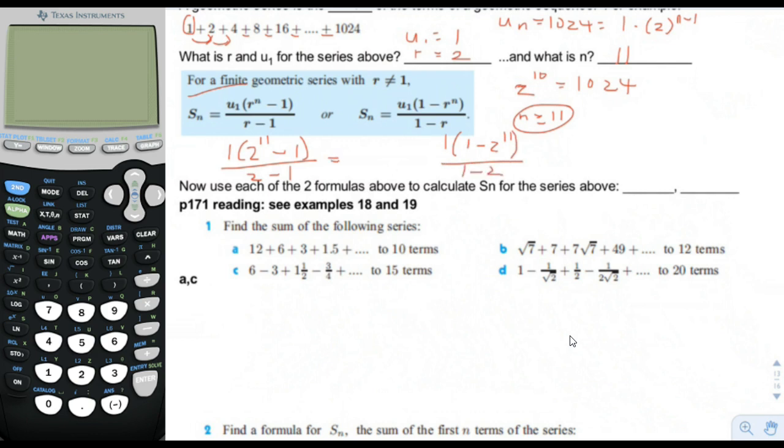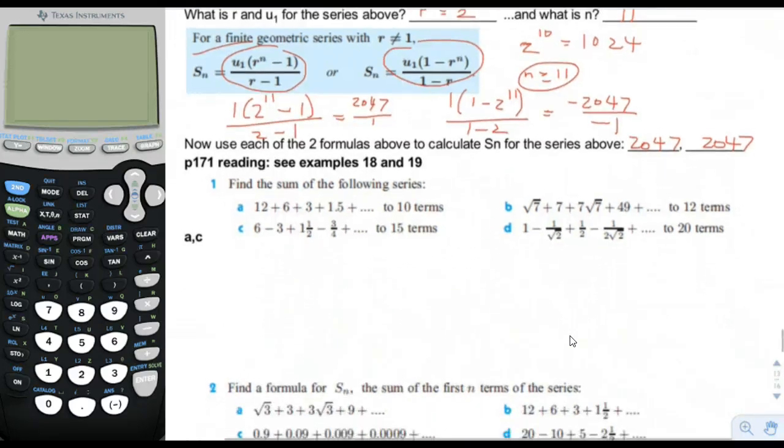So this is going to give us 2 to the 11th is 2048. So 2048 minus 1 would be 2047 divided by 1. And this one would be negative 2047 divided by negative 1. So you can see that they both work out to be positive 2047 regardless of which one you use. So although they look different, they're actually the same formula. Just one is the negative of the other on the numerator and the denominator.